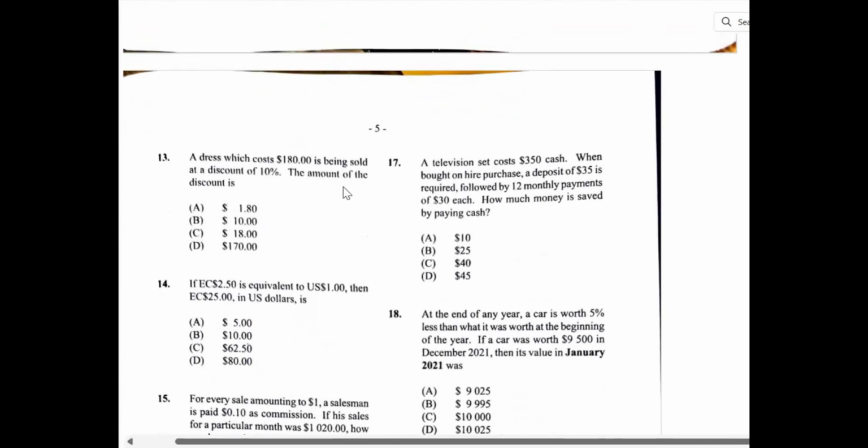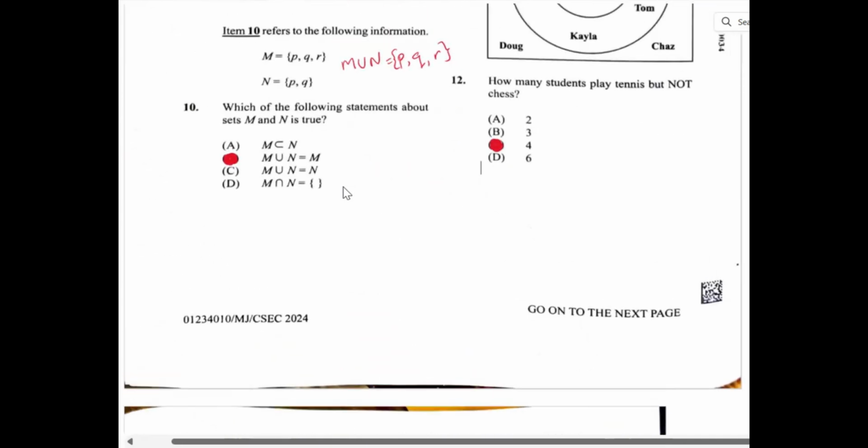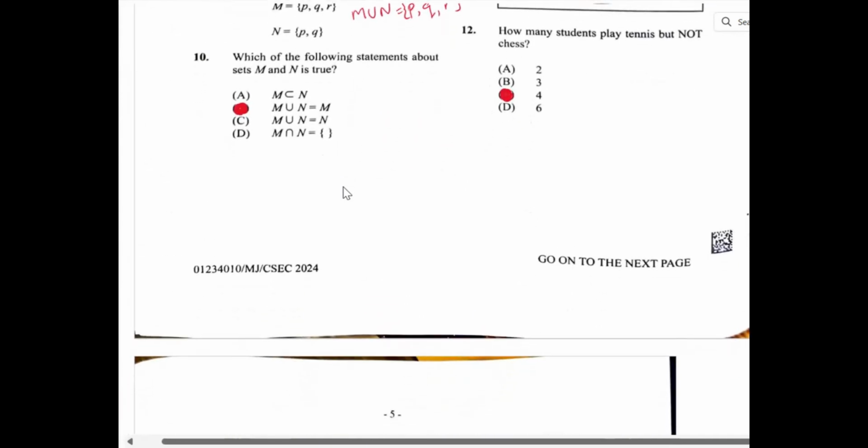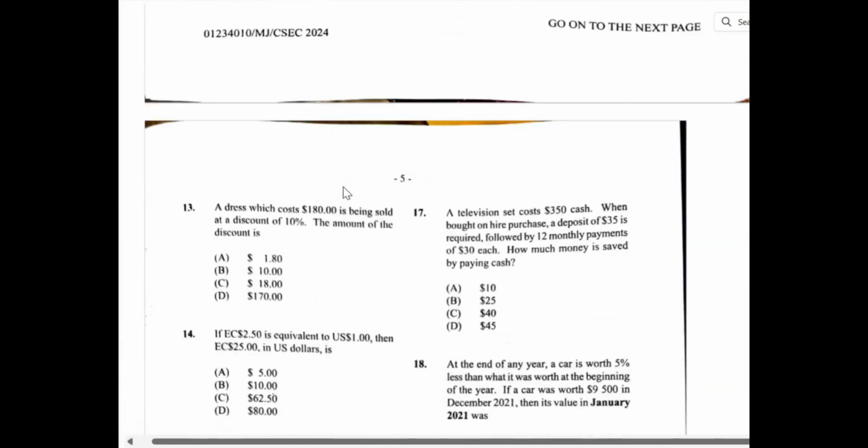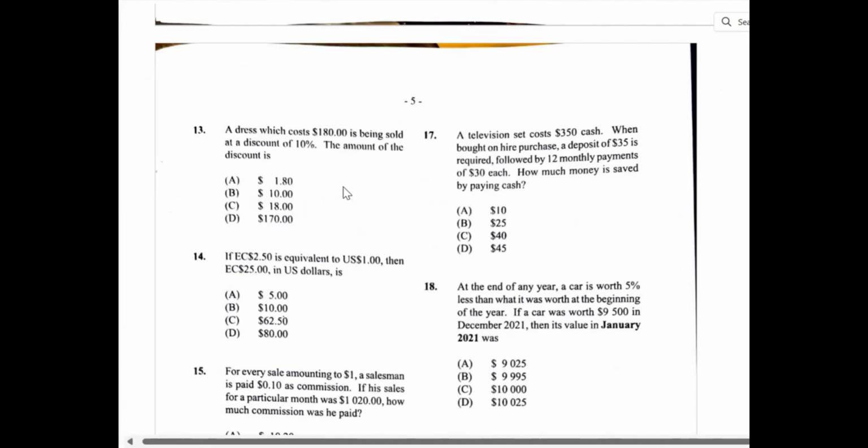We're into the consumer arithmetic part here now. We've just finished number operations and sets, so we are moving on to consumer arithmetic.